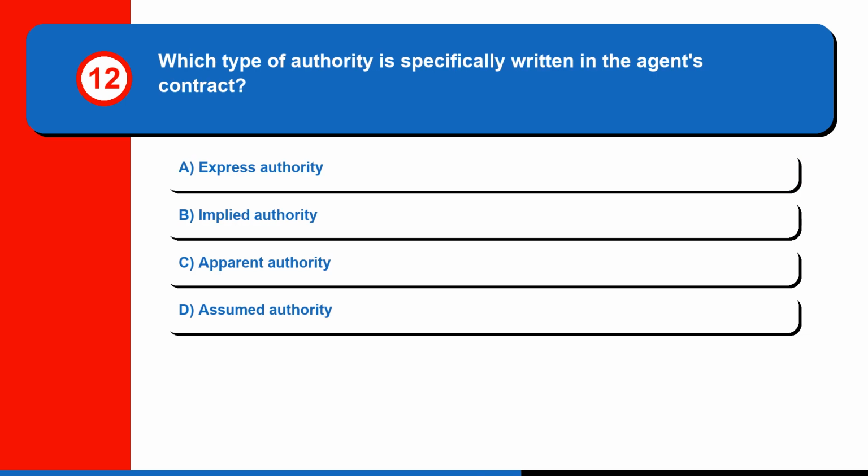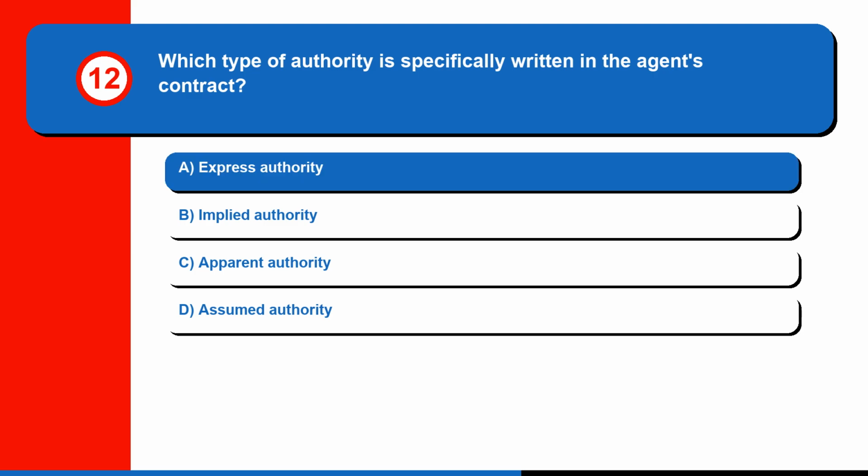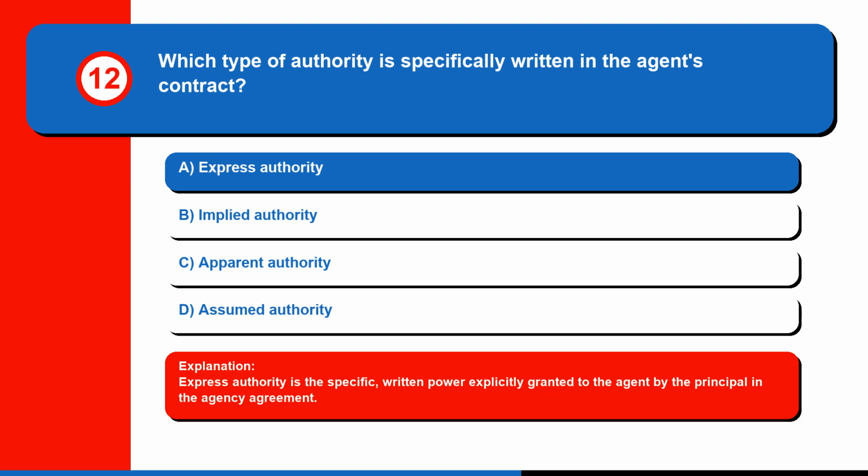Question 12. Which type of authority is specifically written in the agent's contract? A. Express authority. B. Implied authority. C. Apparent authority. Or D. Assumed authority. The correct answer is A. Express authority. Express authority is the specific, written power explicitly granted to the agent by the principal in the agency agreement.